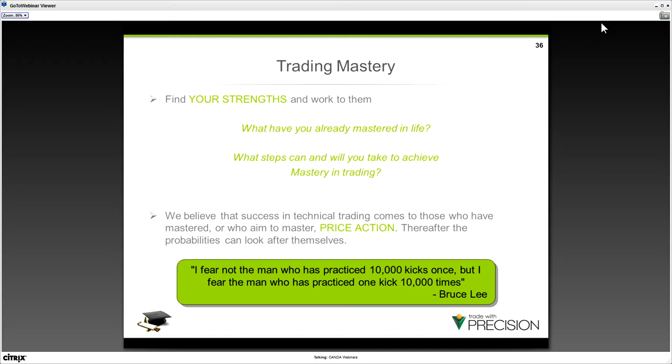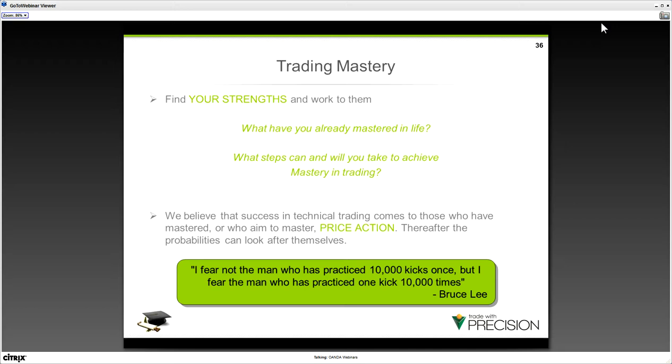So what steps will you take to ensure that you master the fundamental principles of trading and the trading strategies? You already know from other things that you've mastered in the past that it will take a time commitment for you to do that. Mastery will take practice, it will take dedication, it will take discipline. These are all the common concepts that just get us closer toward mastering something that we want to do. Now at Trade with Precision, we believe that trading success comes to those who make it a point of mastering price action in the markets.